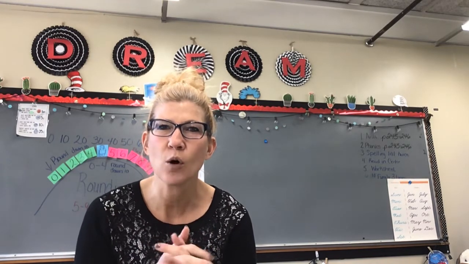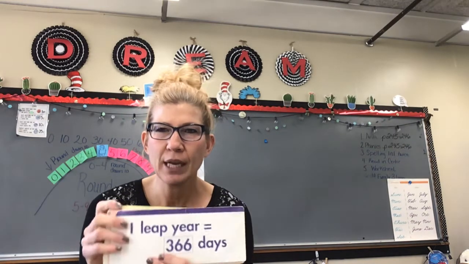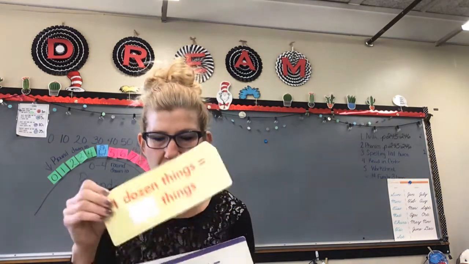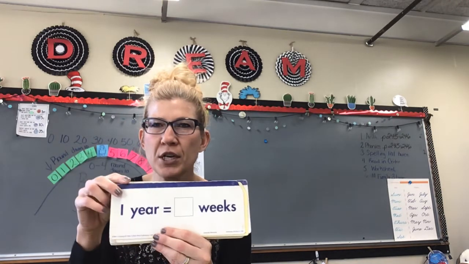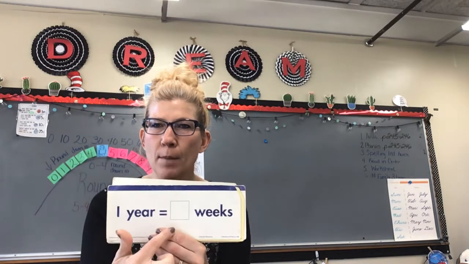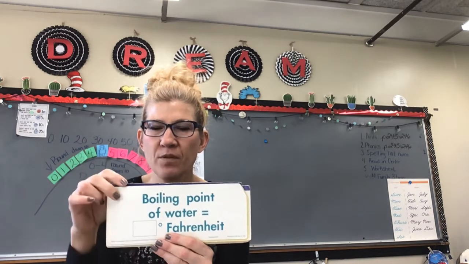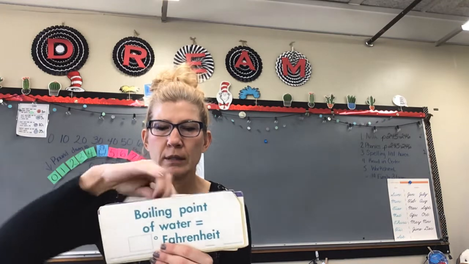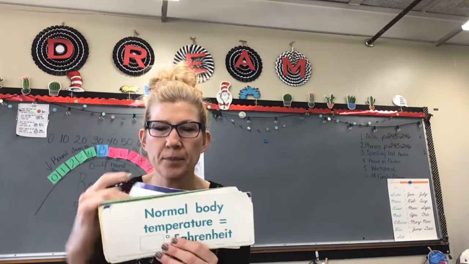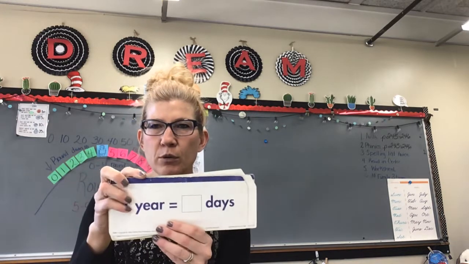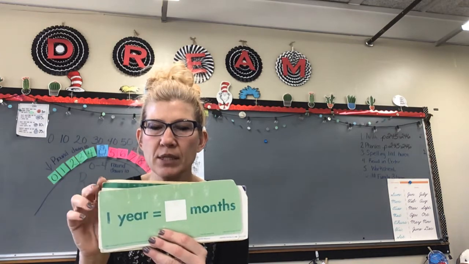You need to try to go over the 4 family on your own. Try to do it without looking. Let's go ahead and go over our facts that we have here. 1 dozen things equals blank things. 1 year equals about how many weeks? Boiling point of water equals blank Fahrenheit. Normal body temperature equals blank Fahrenheit. 1 year equals blank days. 1 year equals blank months.